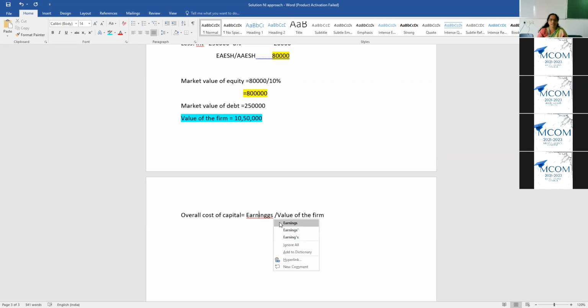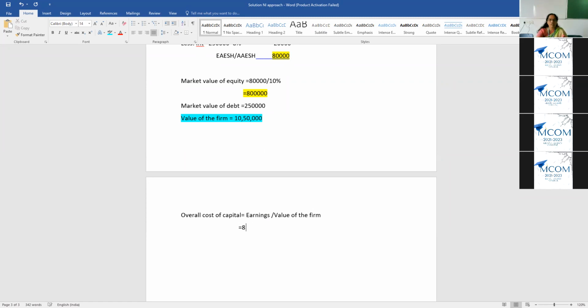Earnings divided by the value of the firm. What is the earnings? Earnings of whom? Earnings of shareholders. What is the earnings that we have now? How much have you calculated? Market value of equity shares is 8 lakh, equal to 80,000 divided by the value of the firm we just calculated, which was 10,50,000.